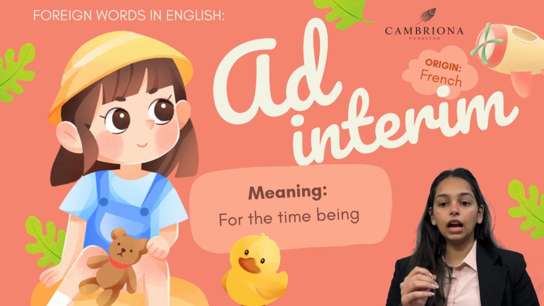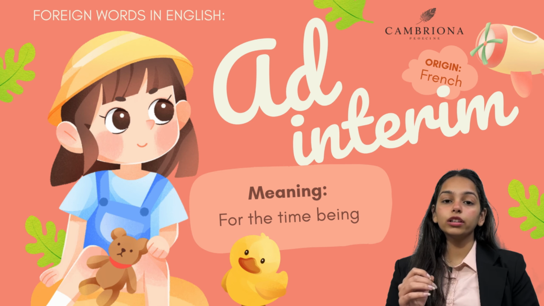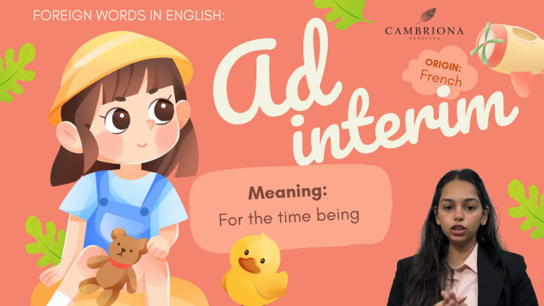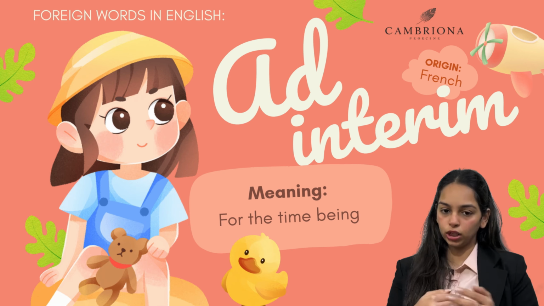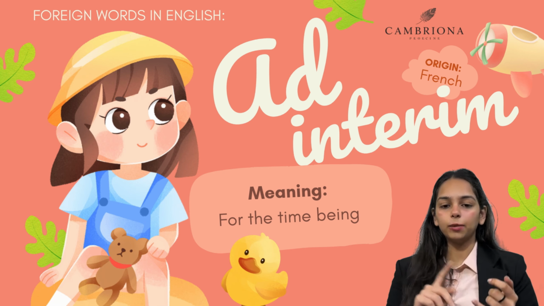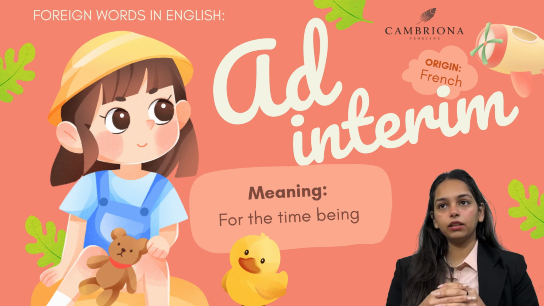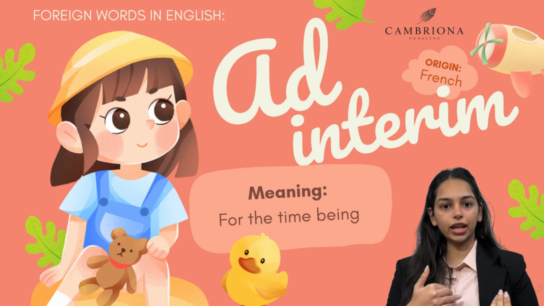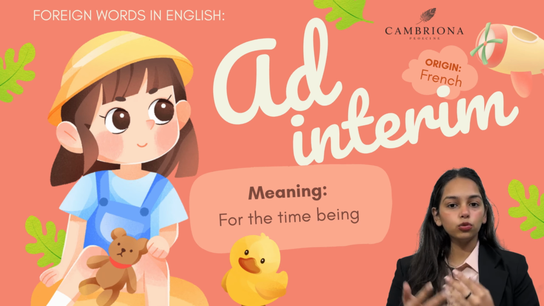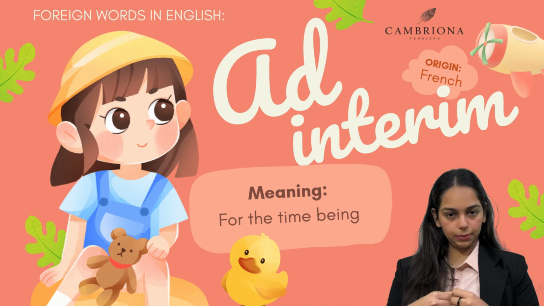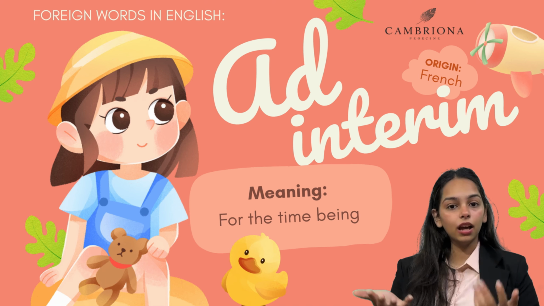The next is ad interim. The meaning is for the time being. The origin is French. Basically एक temporary arrangement जब तक एक permanent solution ना मिल जाए. It is common in administration, appointments और governance. For example, आपके school के principal ने suddenly resign कर दिया, तो for the time being जो vice principal है, they act as the principal and they take on those responsibilities until a new principal is hired.